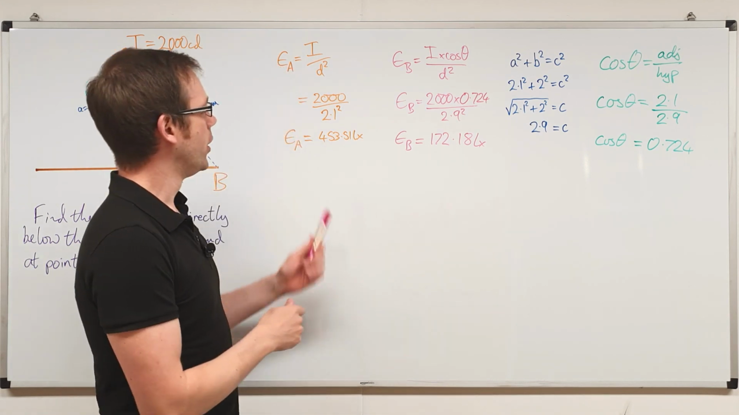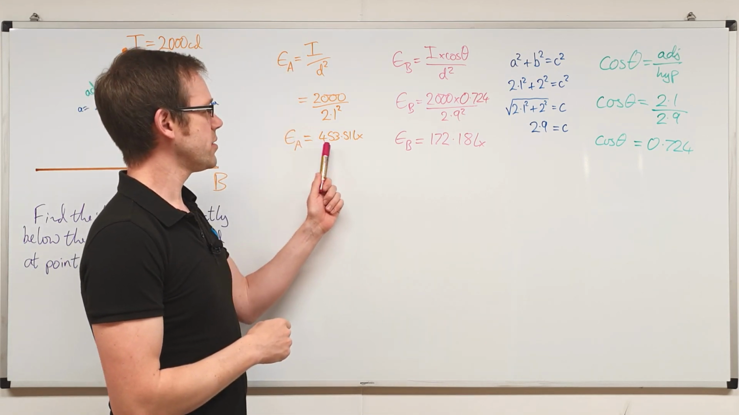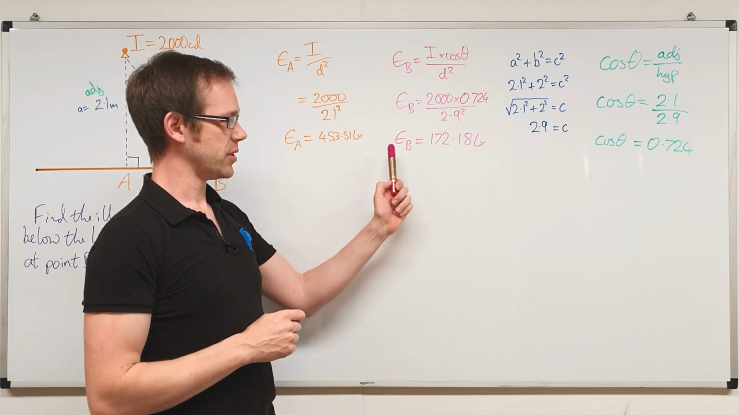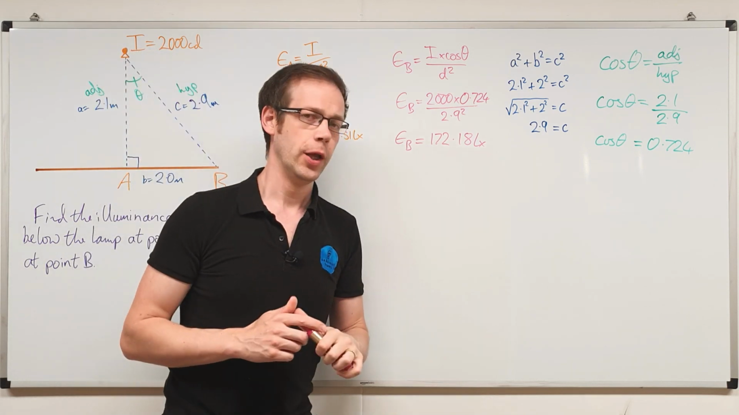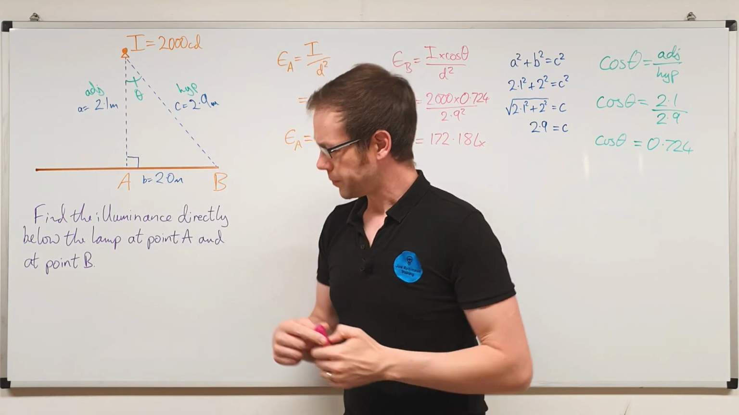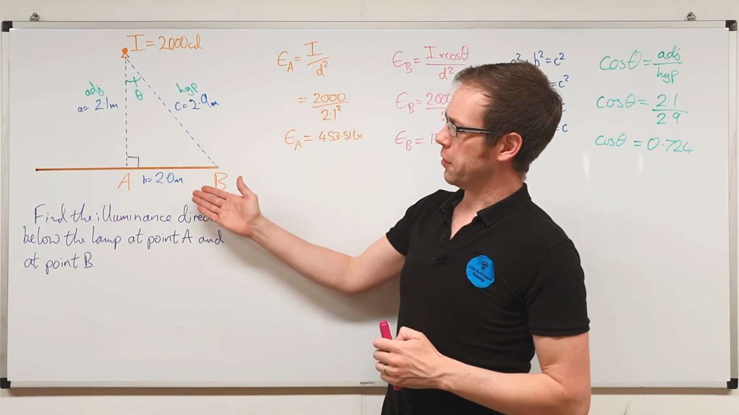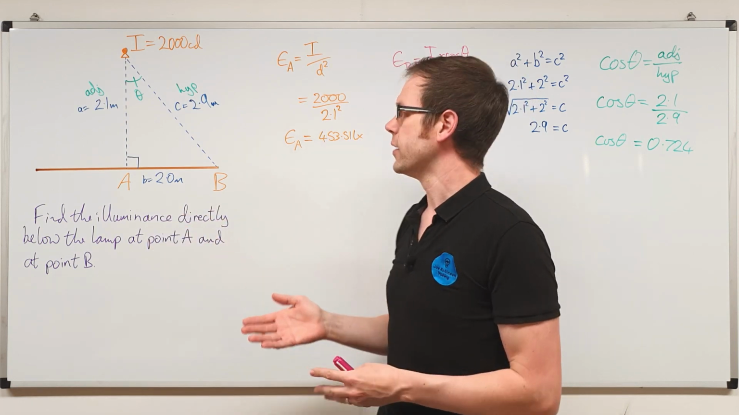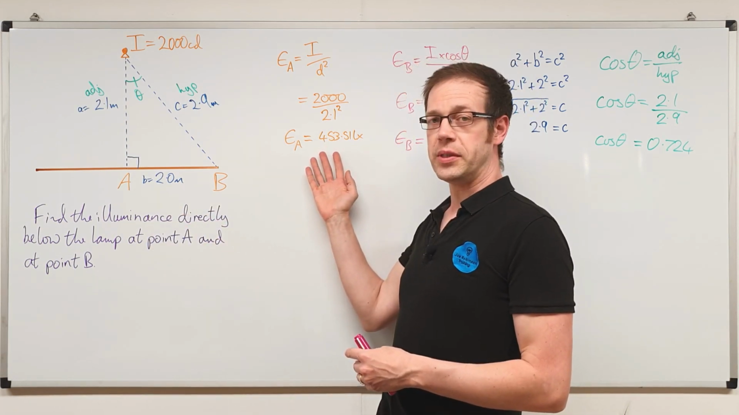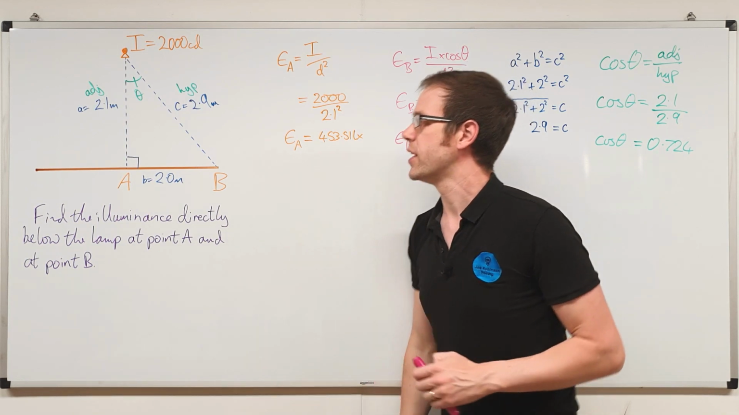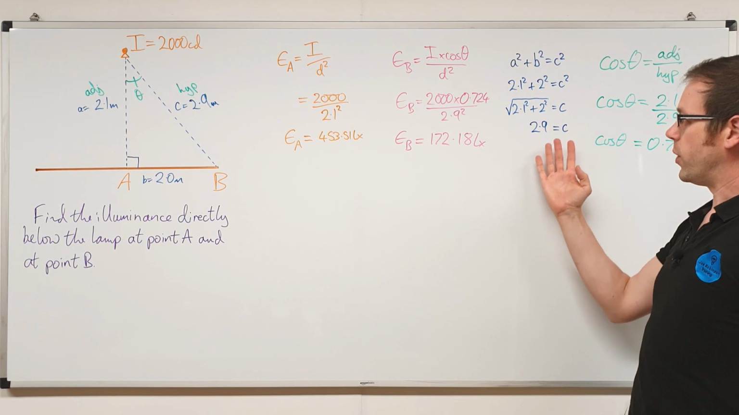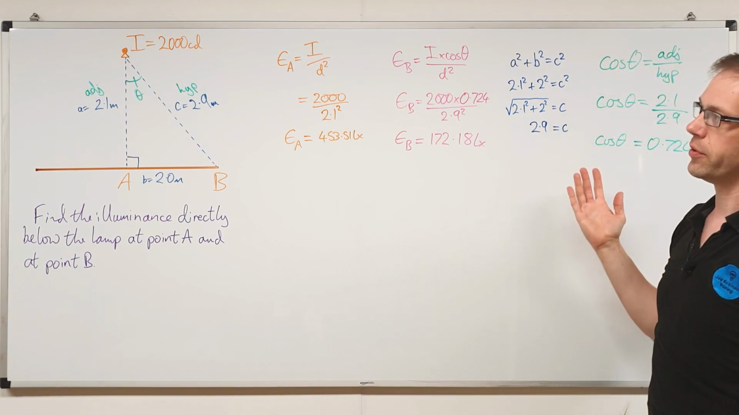We've figured out what the illuminance at point A is, 453.51 lux, and we figured out what the illuminance at point B is, 172.18 lux. So we've gone from this quite innocent looking question. You can see there's quite a bit of work involved in getting those answers. This is the easy part. There's some easy points to be had there if this question comes up in your assessment. But to get to this answer, we need to do a bit of Pythagoras and a bit of trigonometry as well.